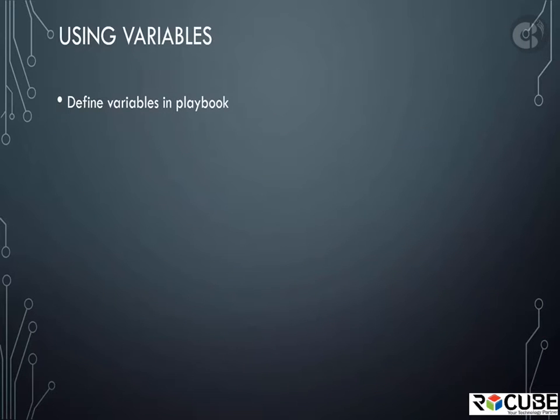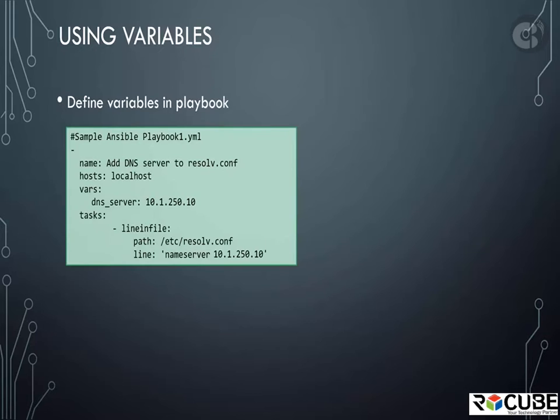So we have now defined variables, but how do we use them? If you look at our previous example where we defined a variable DNS server in the playbook, but we have not actually used it anywhere, what would be the right place to use that? In this line here where we defined the name server, we could replace the hard-coded value with the value from the variable. To use a variable, simply enter the variable name enclosed in double braces or curly brackets. When we run the playbook, Ansible will replace it with the value in the variable.